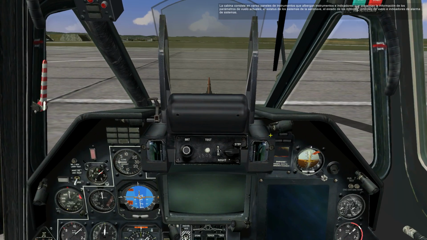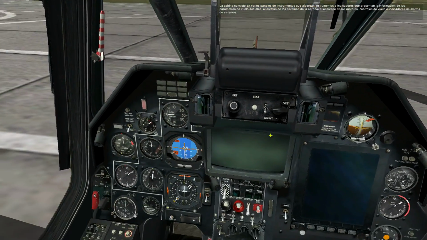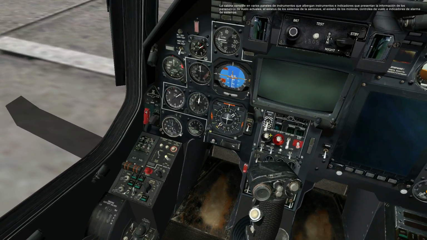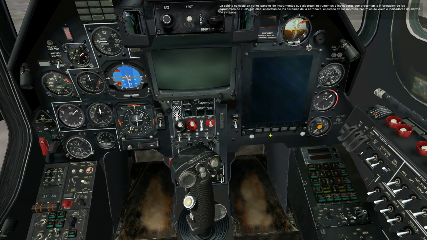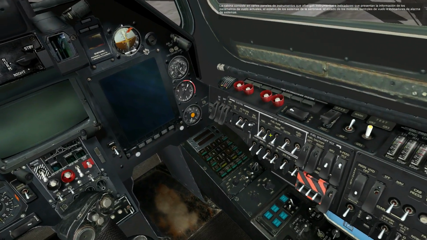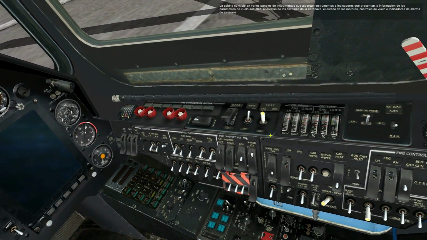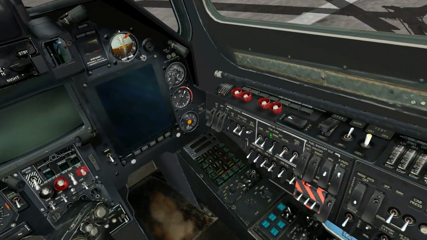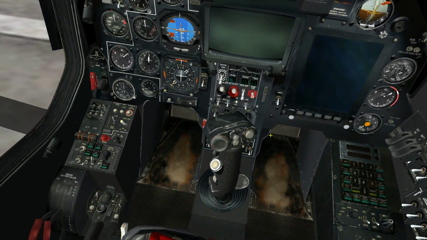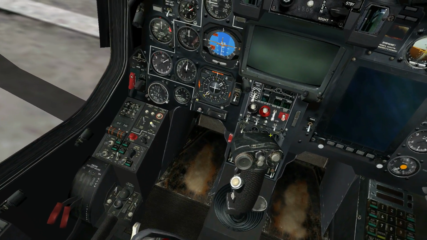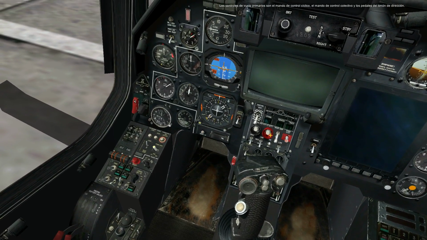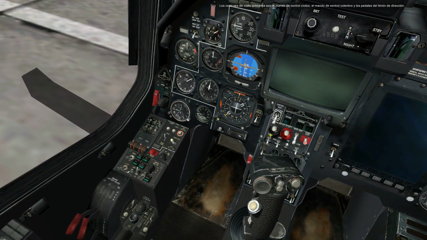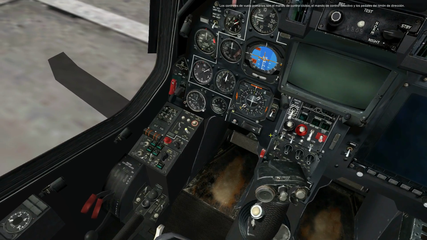The cockpit consists of several instrument panels that house gauges and indicators that display information on current flight parameters, aircraft systems, status, engine states, flight controls, and system warning indicators. The primary flight controls are the cyclic control stick, the collective control stick, and the rudder pedals.